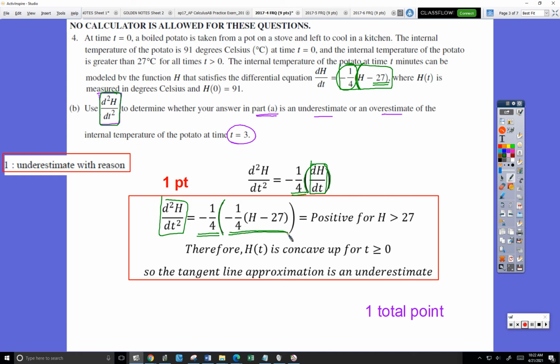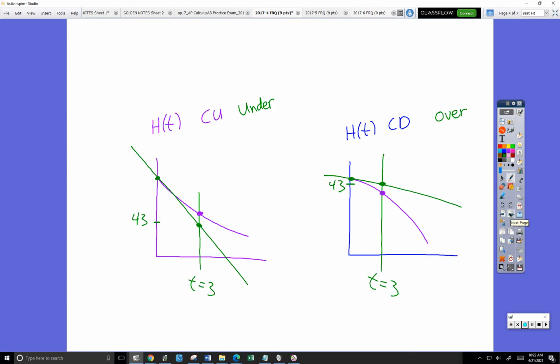But we already figured out that this formula is always negative because h is always above 27. A negative multiplied by negative is a positive. That means that h is always concave up. So this is the correct picture. H is always concave up, meaning our approximation of 43 degrees at time equal 3 is definitely an underestimate.